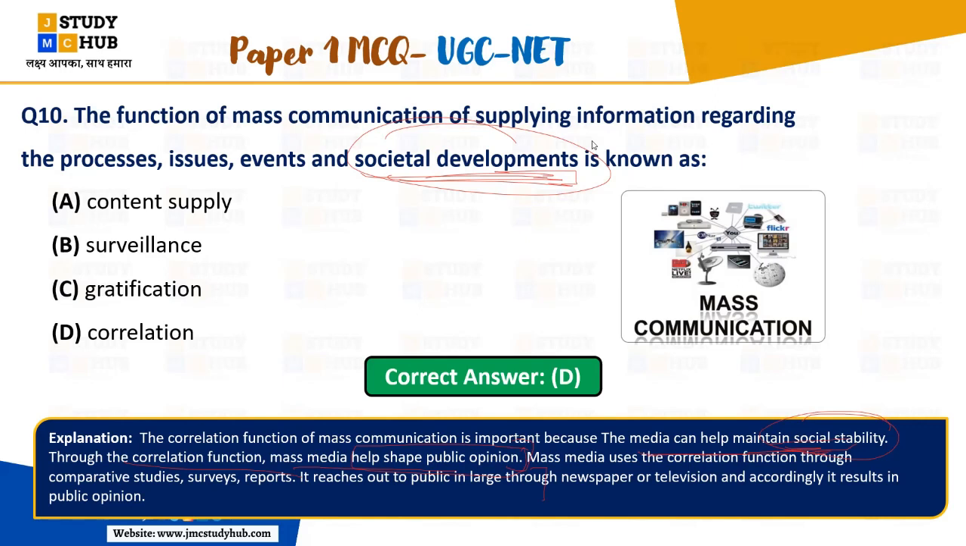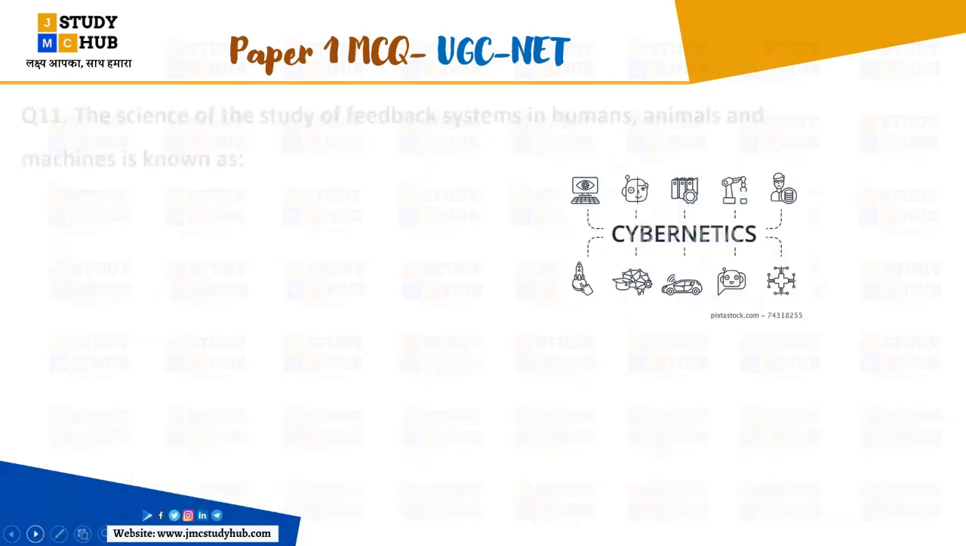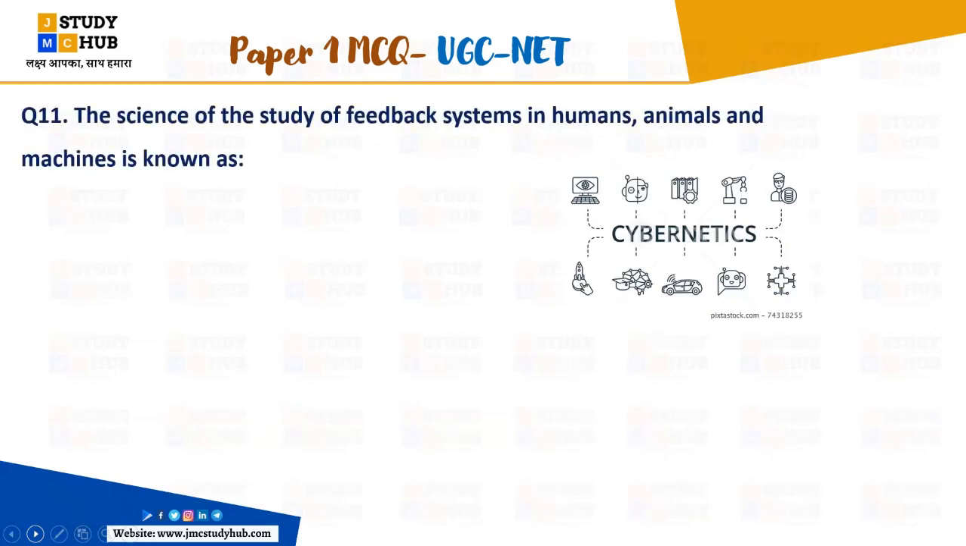Chaliye. Next, let us go for question number 11. The science of the study of the feedback systems in the human, animals and the machine is known as. So you can see the question in the figure as well, you can answer it. But why have we used the figure? Because you can understand well, right? Because these are some kind of definitions, and we go over the options and we remember, but the picture also plays an important role in recalling the questions and recalling the topics. So that also helps in memorizing.